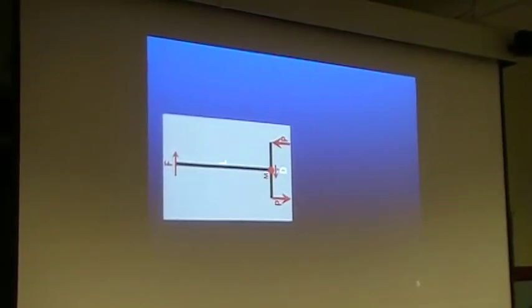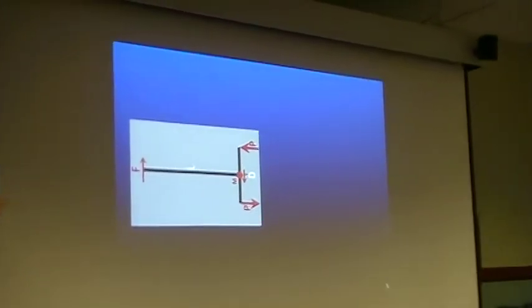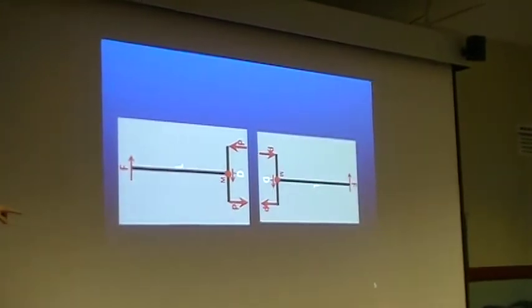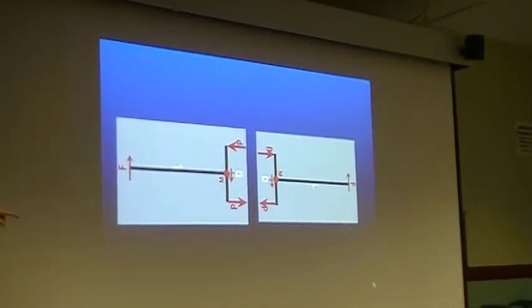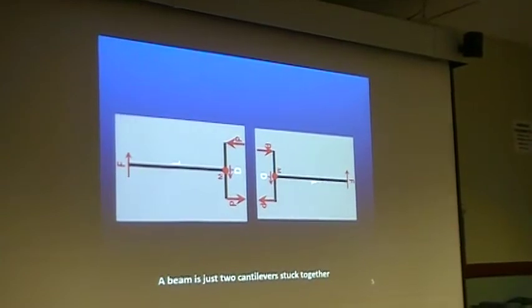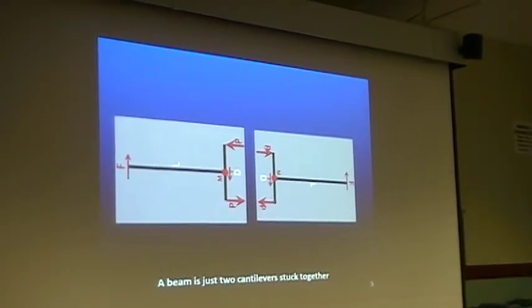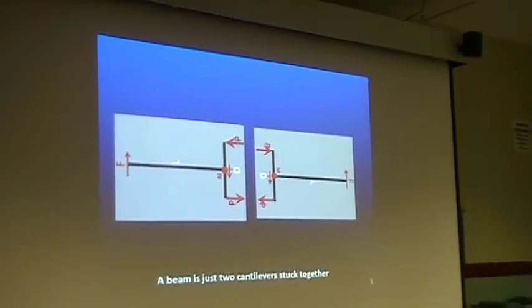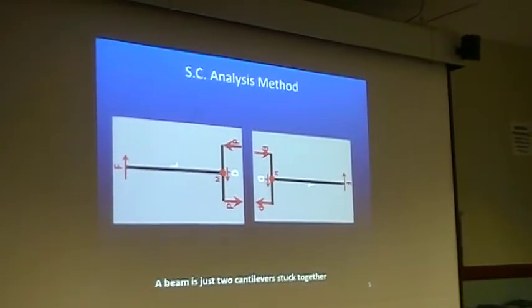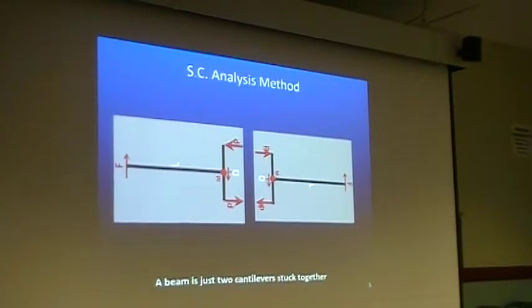Important thing to note, if you take one of these cantilevers and you stick another cantilever on the back side of it, well, now you have a beam. If you have that relationship down in your head, you stick another one on the back side, well, you've got a beam. That's the analysis method. It's very simple to remember.